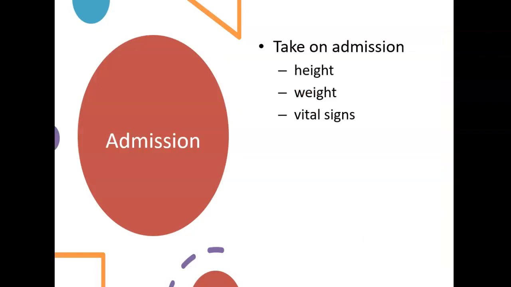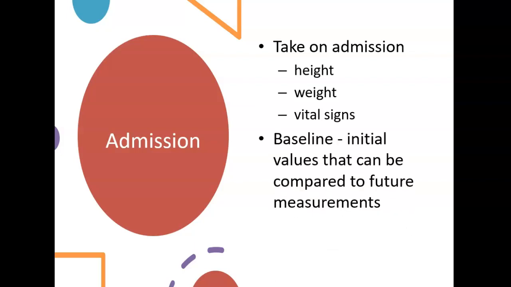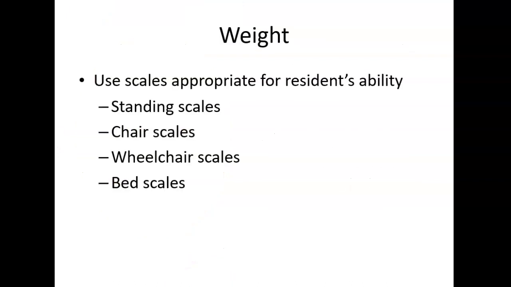On admission, you should know this without being told: any admission, you're going to get their height, their weight, and a set of vital signs as soon as possible after they arrive. Baseline vital signs are initial values that can be compared to future measurements. For weight, use scales appropriate for the resident's ability. There are standing scales, chair scales, wheelchair scales, and bed scales.